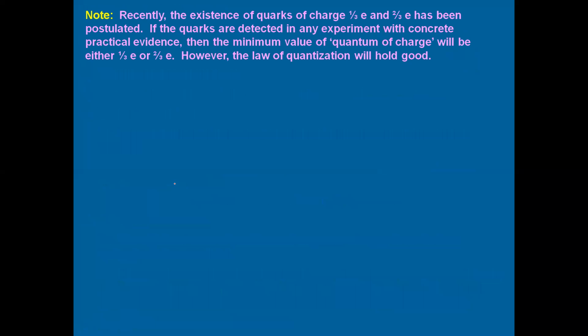Now, there is one point I would like you to note down. While discussing quantization of charge, I told you that electronic charge is considered to be the fundamental charge. But recent studies have shown the existence of another charged particle, called quarks, which may have a non-integer value of electronic charge, that is 1/3 e or 2/3 e. These are the two postulated quark particles.